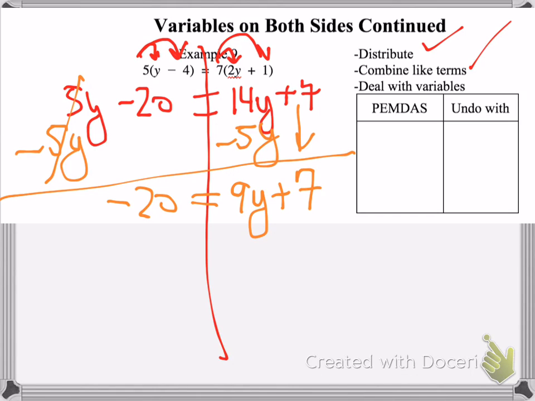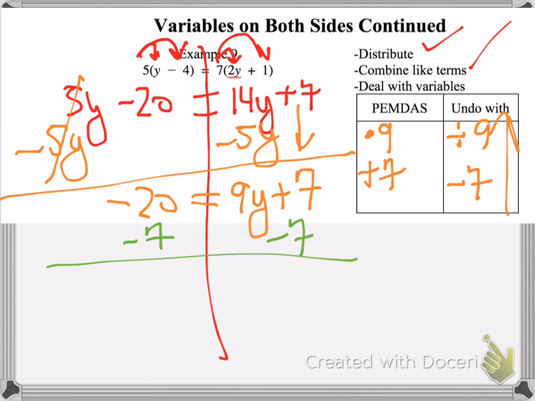Now, by the order of operations, if I were to read it, we would multiply by 9 and then we would add 7. And then we undo that by subtracting 7 and dividing by 9. So there it's all made out. I'm going to subtract 7 first. So minus 7, negative 20 and negative 7 combine to get negative 27 equals 9y.